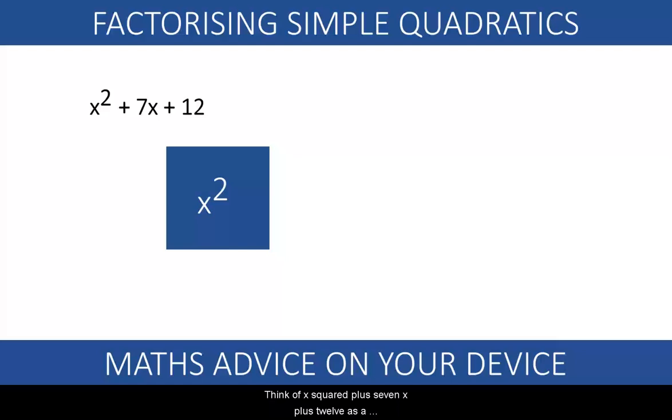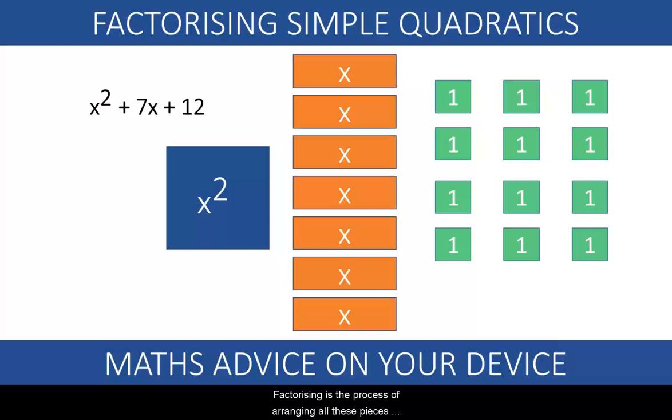Think of x squared plus 7x plus 12 as a collection of physical tiles. One large x square, 7x strips, and 12 unit squares. Factorizing is the process of arranging all these pieces into a single solid rectangle.